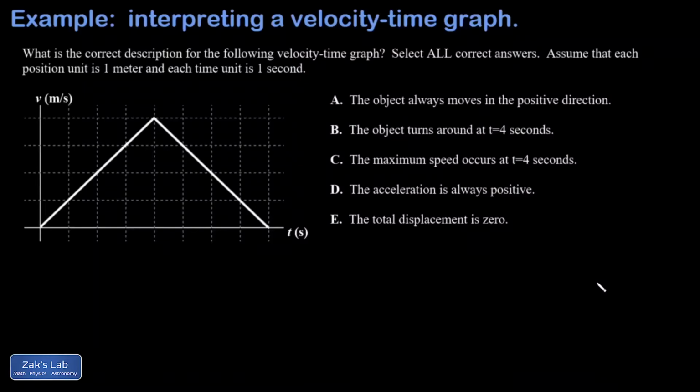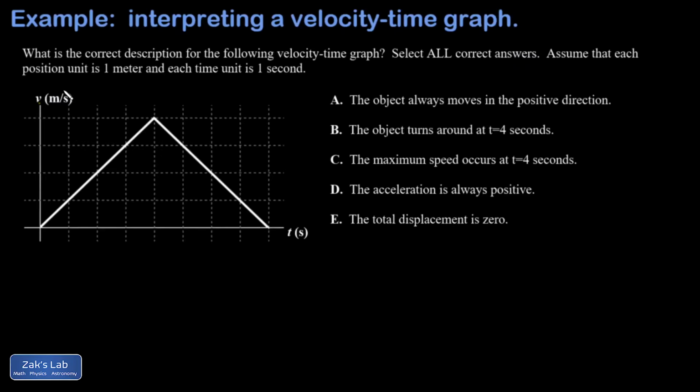In this video, we're presented with a velocity time graph, and we're asked to select all the correct descriptions of what's happening in the graph. So I'd like to get an overview of what's going on before I even look at all the options here. This is a velocity time graph. It's very common to confuse this with a position time graph.